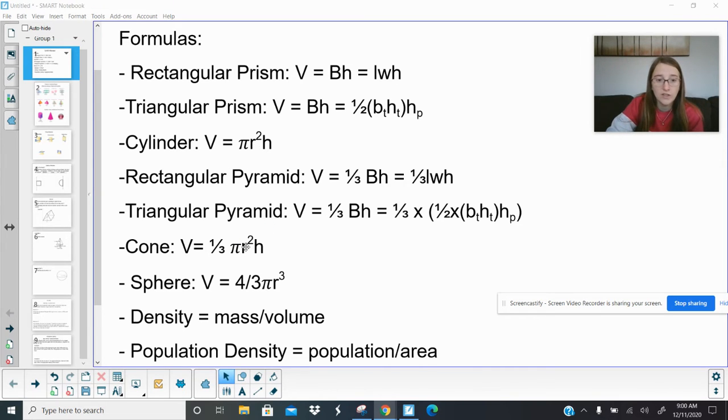Here for the cylinder and the cone, this is r squared. For the sphere, it's r cubed, to the third, right? So be careful, that is different. This is 4/3 pi r cubed. This is 1/3 pi r squared. That is not a typo, that is correct. And then don't forget that we also have density and population density, our last two formulas there as well.